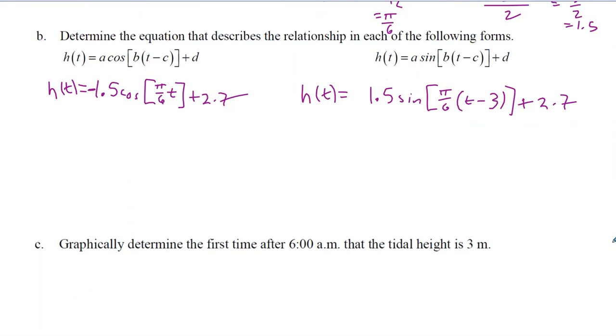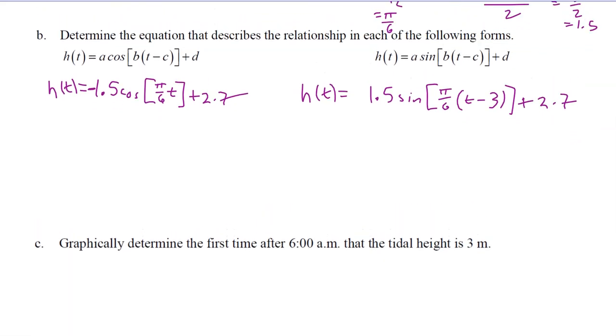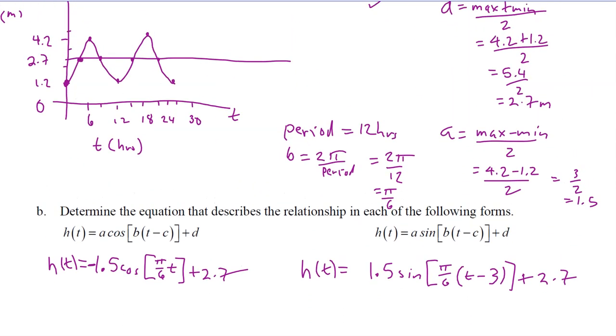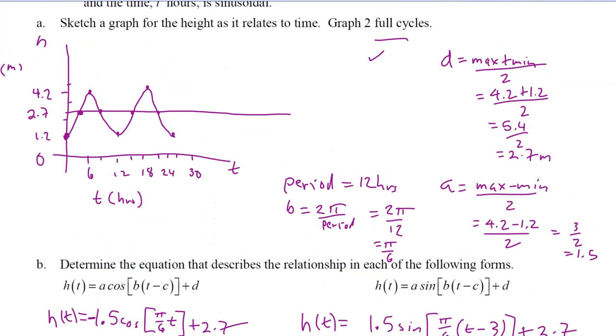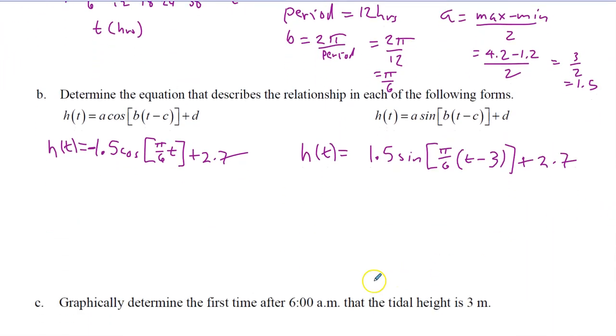And we get both of these equations. Graphically determine the first time after 6 a.m. that the tide height is 3 meters. Okay, graphically determine, which means we need the equation, and it doesn't matter which equation. As a matter of fact, I'll type them both in. We'll see that they're exactly the same.